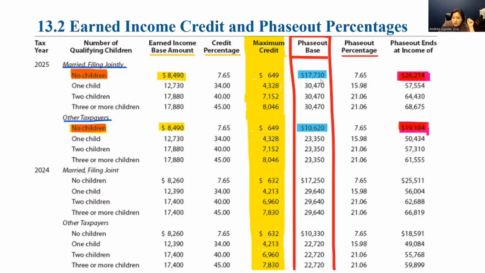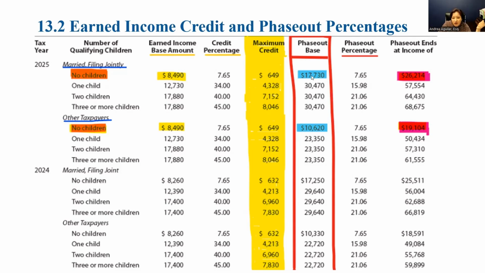In fact, you're going to start losing your earned income credit. Okay. And when is that? Well, when you reach the phase out base. So the phase out base is the income level at which the credit starts to decrease, starts to phase out. In this case, for a married couple, no children, the phase out base will be $17,730.